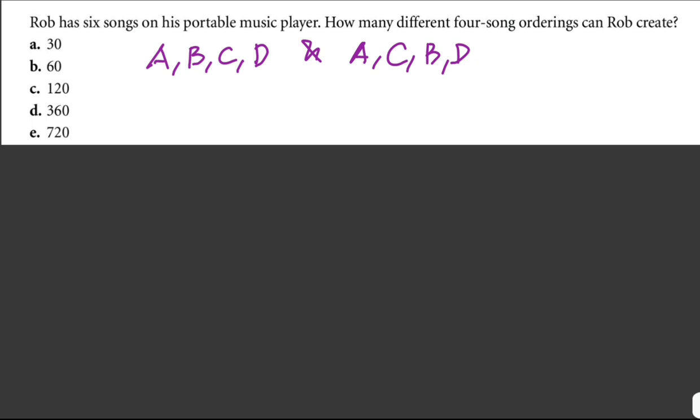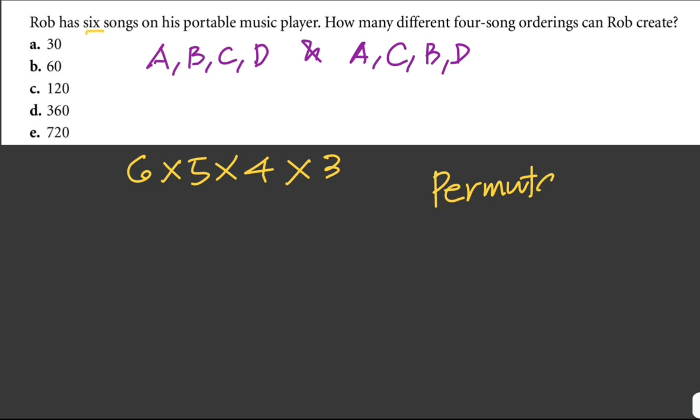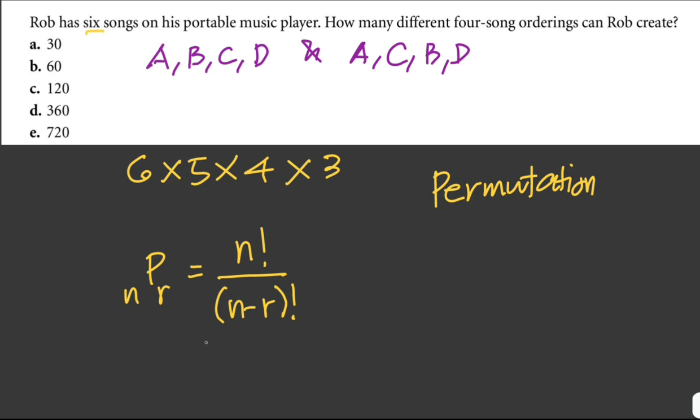Now to solve this, the number of 6 choose 4 orderings is equal to 6 times 5 times 4 times 3. Or we can use permutation here, which is equal to n factorial, the total number of objects or total number of songs, over n minus r factorial, where r here is the number of objects chosen at once, and r should be less than or equal to n, but greater than or equal to 0.